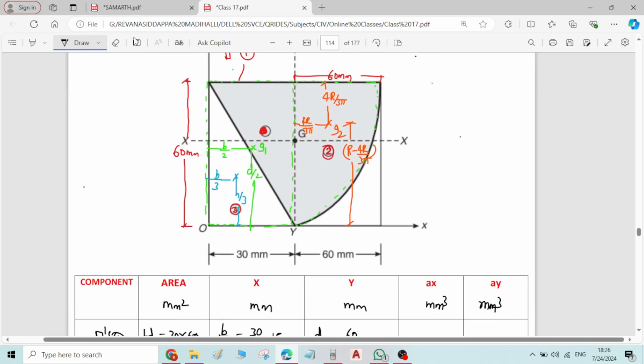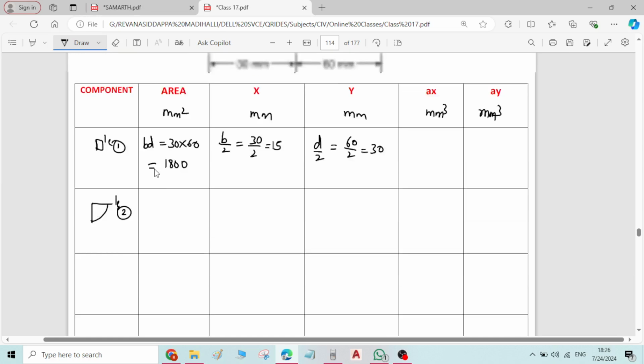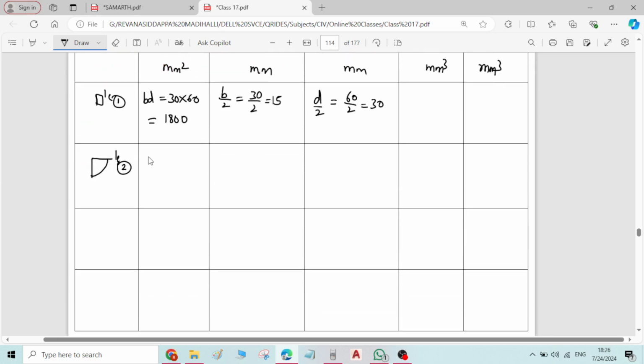Now I will take the second component, that is the quadrant of the circle, component 2. For the quadrant of a circle the area is pi r square by 4. Pi into radius 60 square divided by 4. Let me calculate the answer.